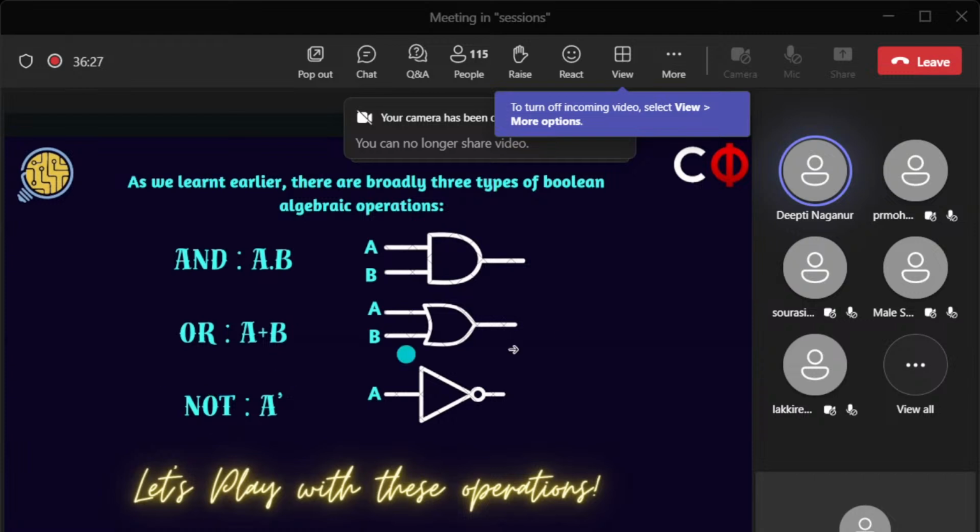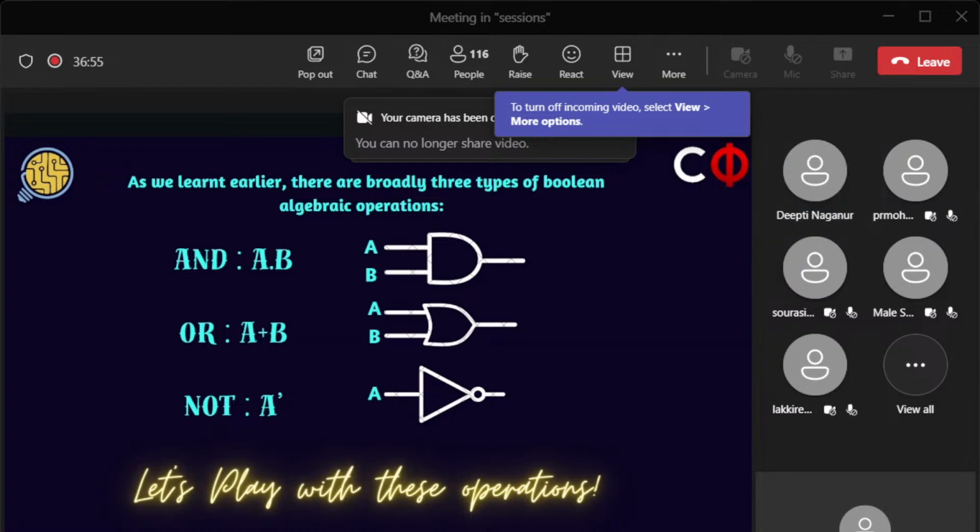Why does this NOT operation exist? Because again we have two factors in the binary system, 0 and 1. So something which is not 0 will obviously be 1, and something which is not 1 will be 0. So this is the NOT operation, and these are called gates. These operations are represented through these diagrams. Okay, now we will play with these operations.